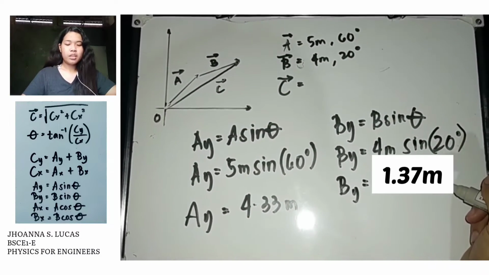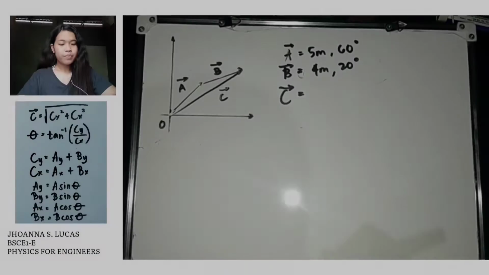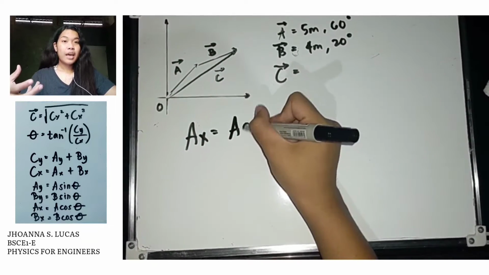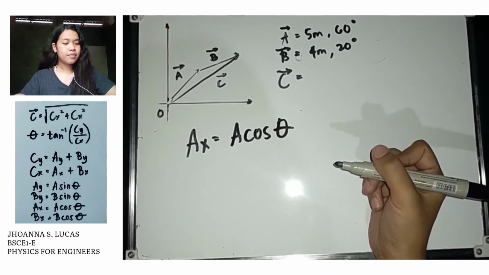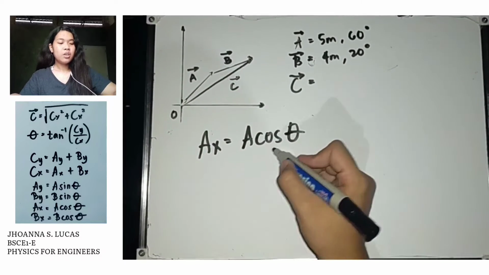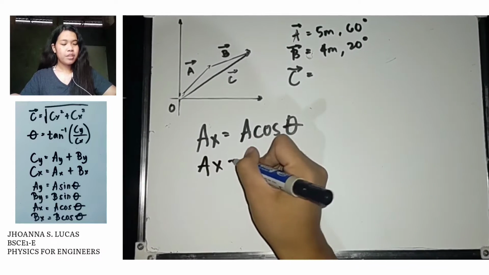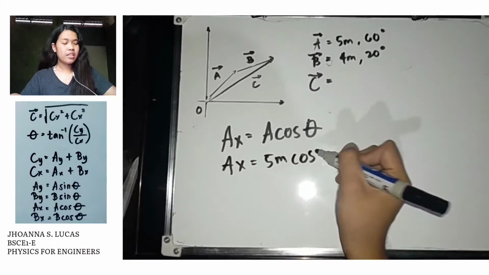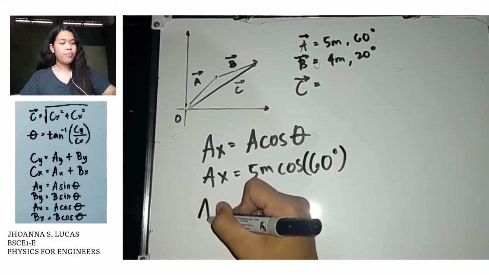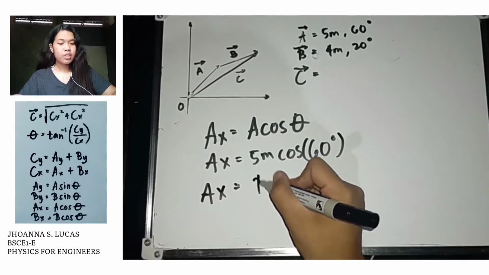And now that we're done finding our y's, we will find the x. Ax is equal to A times cosine theta. Since it is at the horizontal line, or the x-axis, we will use cosine. So for Ax, A is 5 meters times cosine of its angle, which is 60 degrees. So 5 meters times cosine 60 is equal to 2.5 meters.